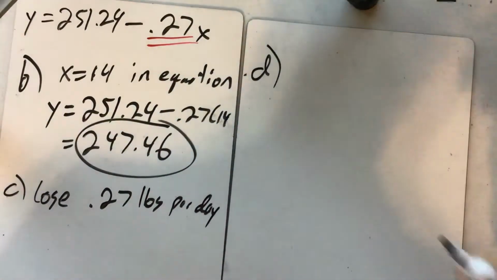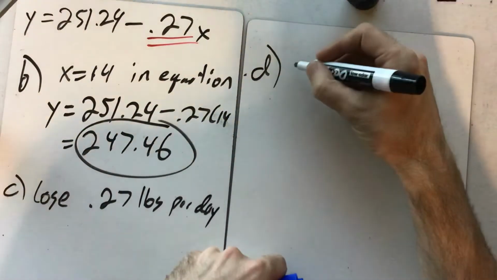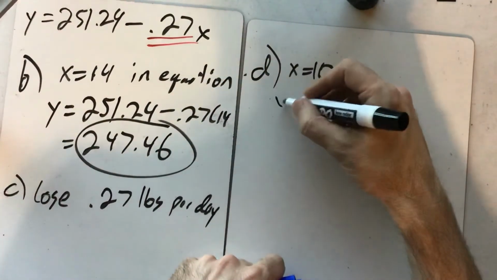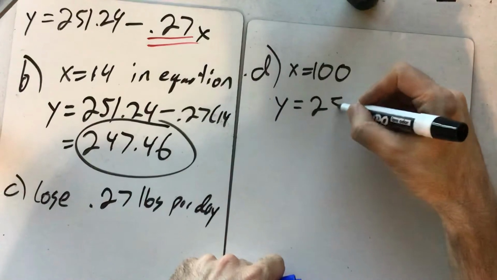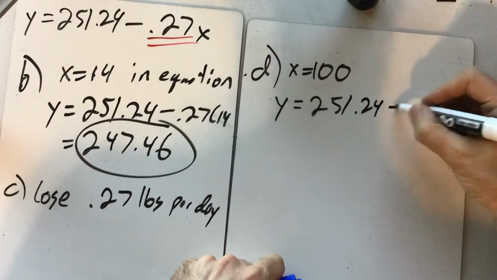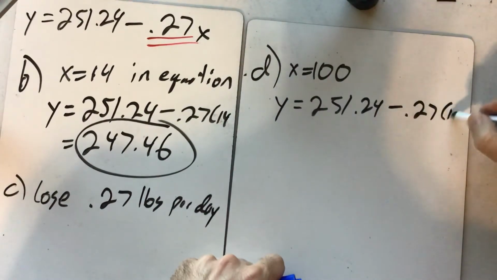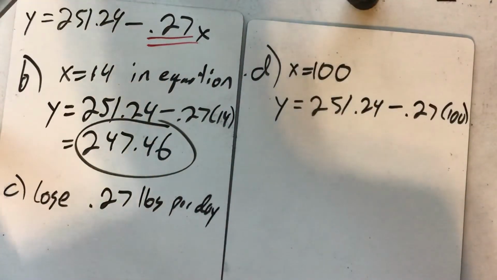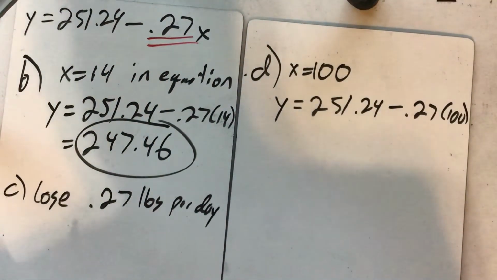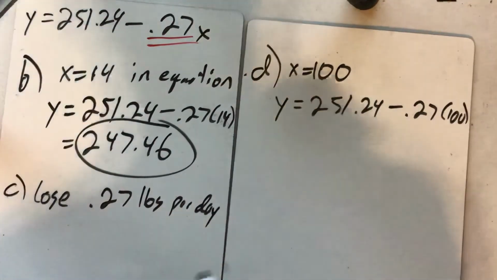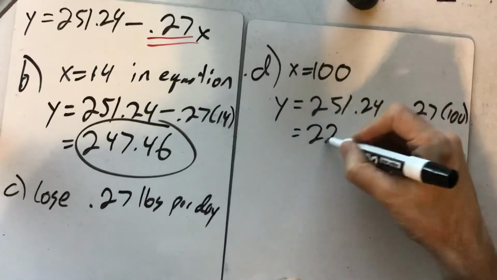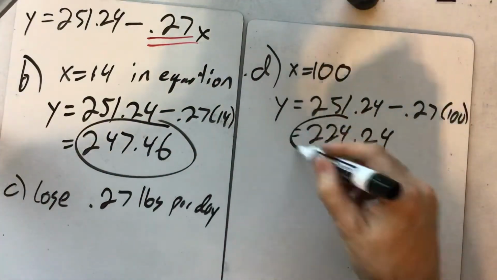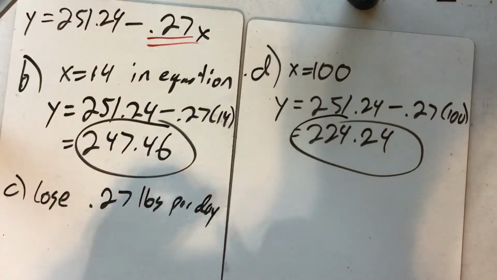And part D says, well, what would happen 100 days into the program? Well, that's simple. We take 100 and put it in and see what we get. So y equals 251.24 minus 0.27 times 100. I forgot to close my parentheses over here. And let's type that in and see what I get. And what I got was 224.24.